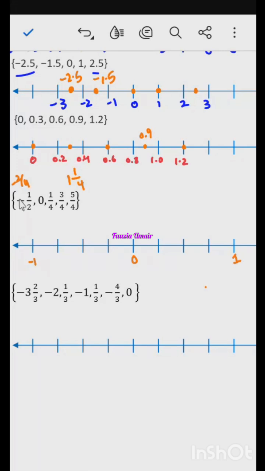Okay, first point is minus 1 by 2. Minus 1 by 2 is basically minus 2 by 4. So this is the point where minus 1 by 2 lies. Okay? So then 0 is there. So 0 is marked here. But I hope all of you can see the screen.